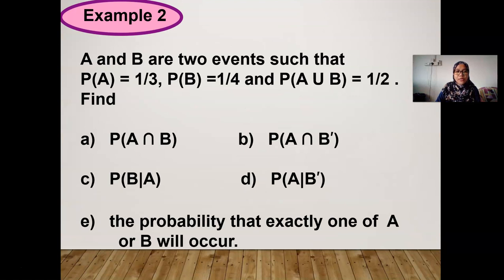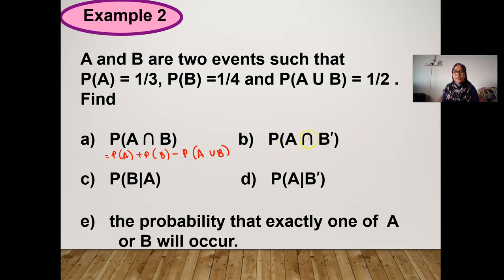Okay, example number 2. A and B are two events such that P(A) equals 1/3, P(B) equals 1/4, P(A union B) is given by 1/2. So this is using the formula as well. Use the long formula from earlier, you just substitute the values. So P(A intersect B) is equal to P(A) plus P(B) minus P(A union B). Okay, rearrange the terms.